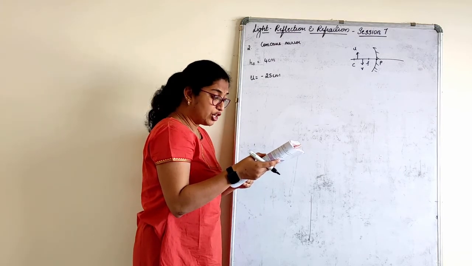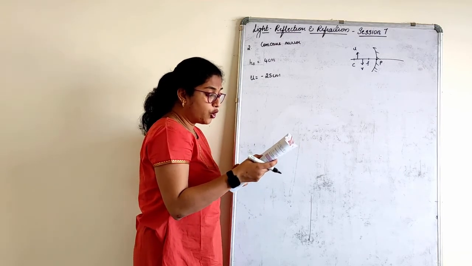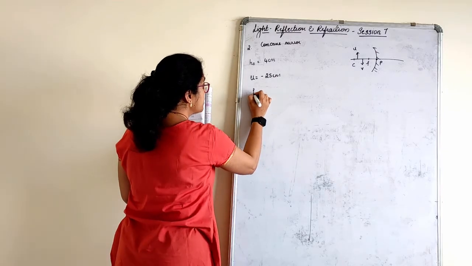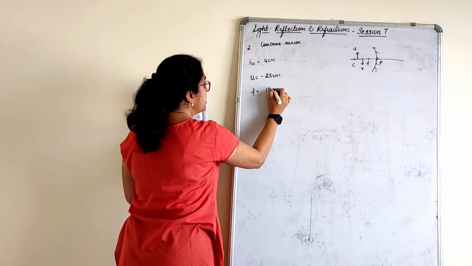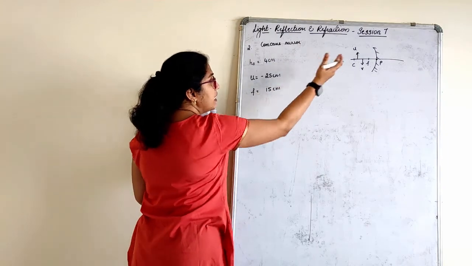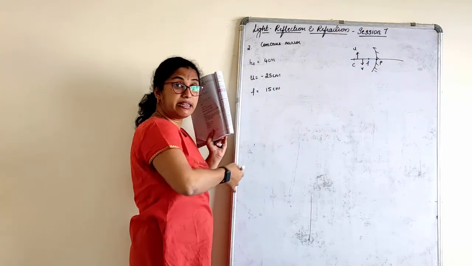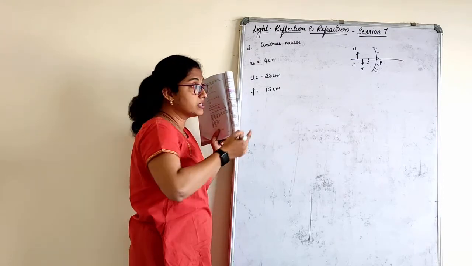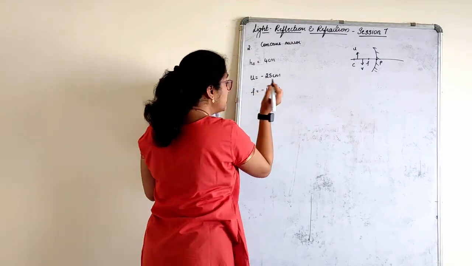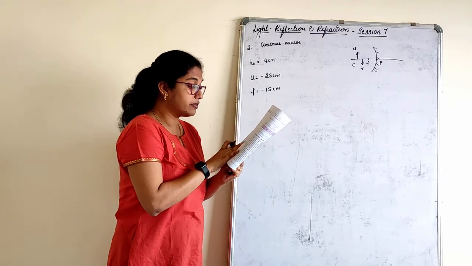25 centimeter in front of a concave mirror of focal length 15 centimeter. Focal length, which focus do we use? We use this focus where the rays pass and cut at the focus, right? They reflect back from the focus. That means focus is negative. Very clear here, this one also.